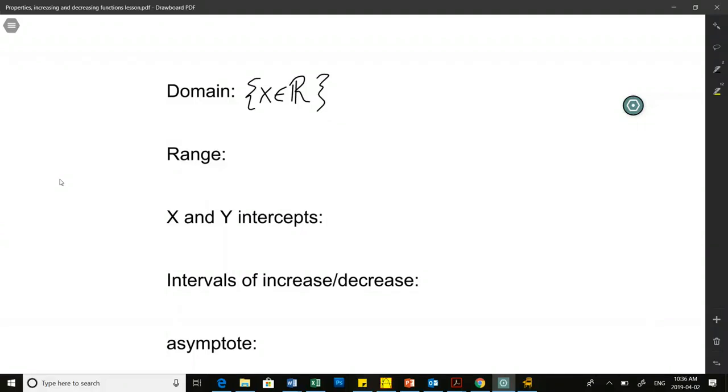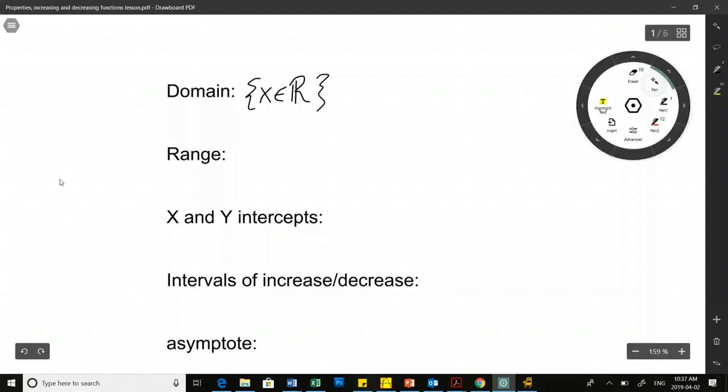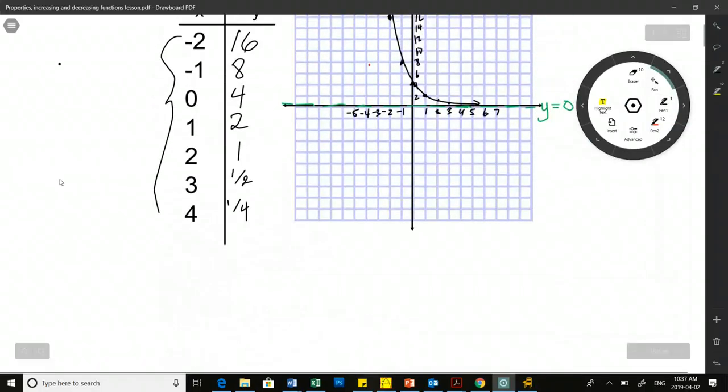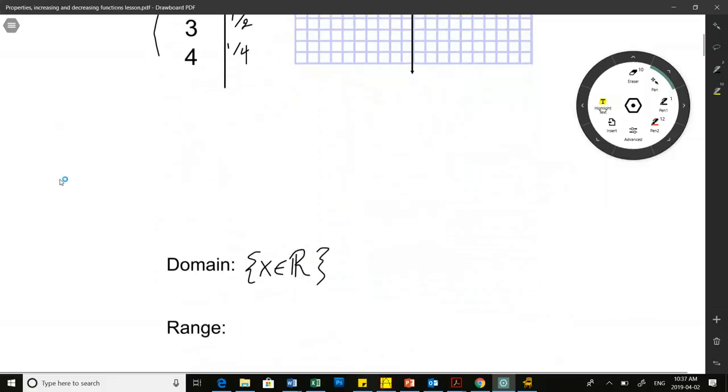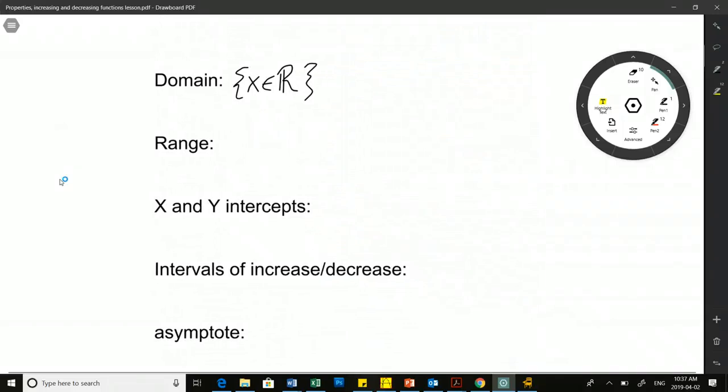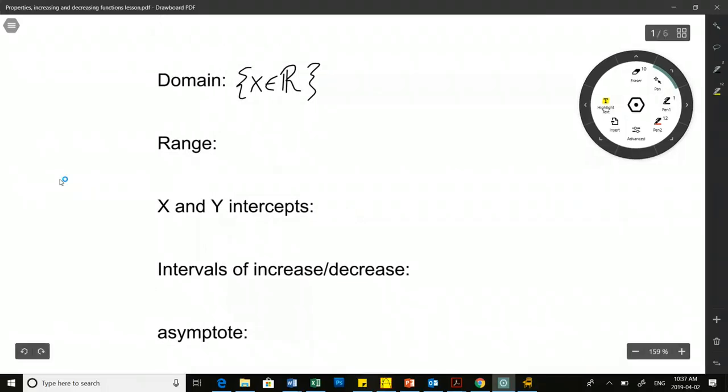Okay, range is a little bit different based on what function we're looking at. So when we look at the y's here, we notice that there aren't any negative y's. And also I can't touch this asymptote. So how do I say what y can be for the range? Bonnie? Yeah, so y must be greater than 0.